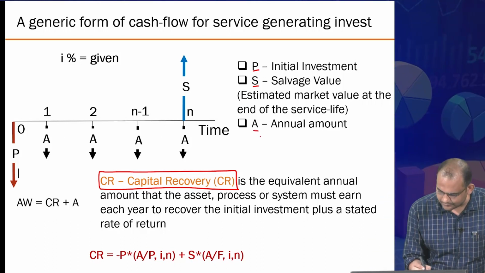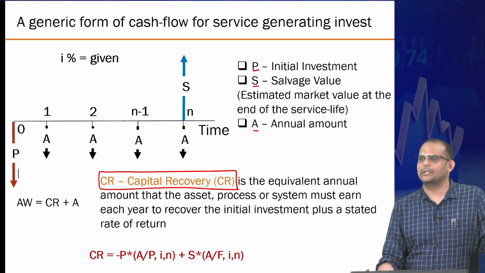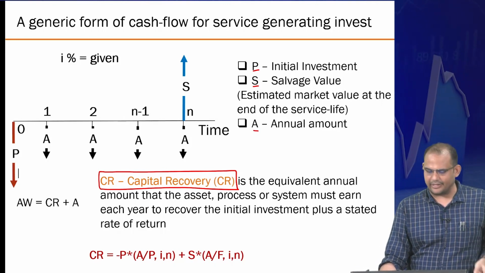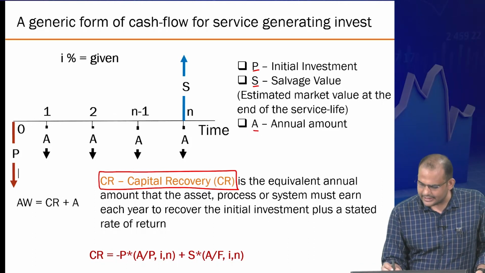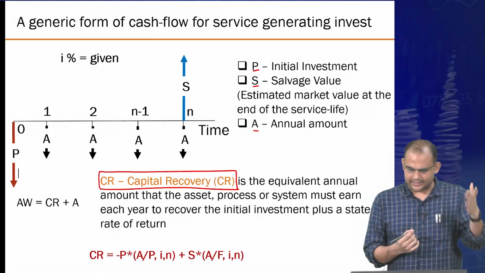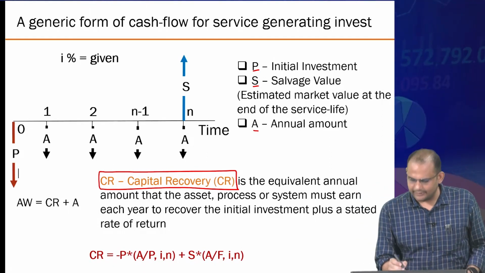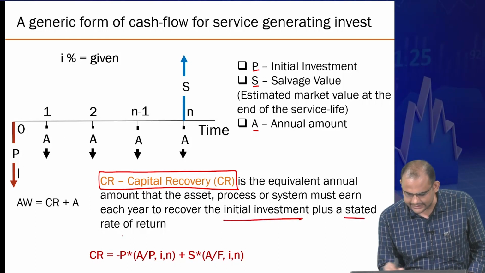So then there is a term called capital recovery factor. This is very commonly used in the literature. We will see that when we do a lot of questions. So this is the equivalent annual amount that the asset, process or system, basically your alternative, must earn each year to recover the initial investment plus a stated rate of return.